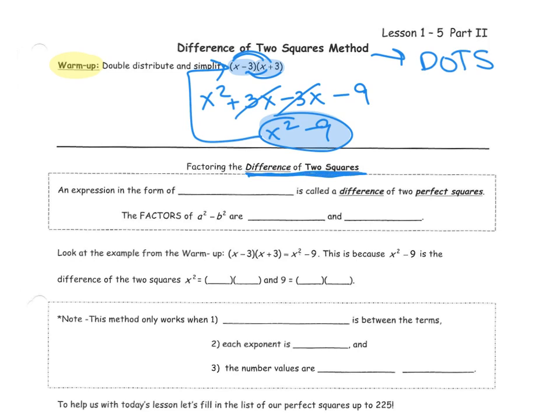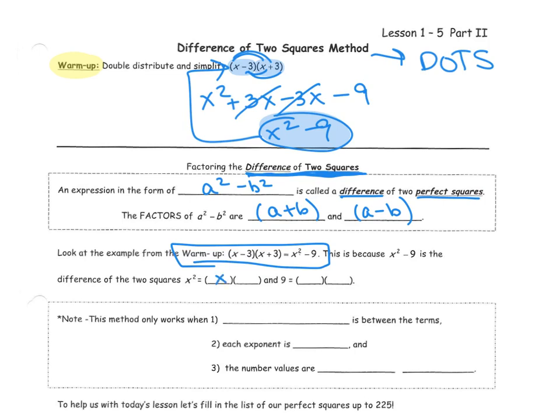So factoring the difference of two squares would look like this form, a squared minus b squared. Again, that's called the difference of two perfect squares, where the factors would be a plus b and a minus b. All right, we can look at the example that we just did from this warm-up, right? We can rewrite this as, well, x squared is x times x, and 9 is the same thing as 3 times 3, or negative 3 times negative 3.